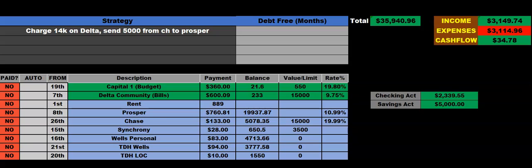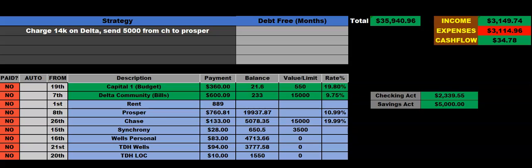We have a low cash flow here. We only have $34.78 in cash flow. We could have knocked out Chase, and we'll look at the other different possible ways. But looking at Prosper and seeing that $760 payment, $760 plus $35, if we knock that out, we'll have pretty close to an $800 cash flow. And we can do a lot more with that than the $34.78.